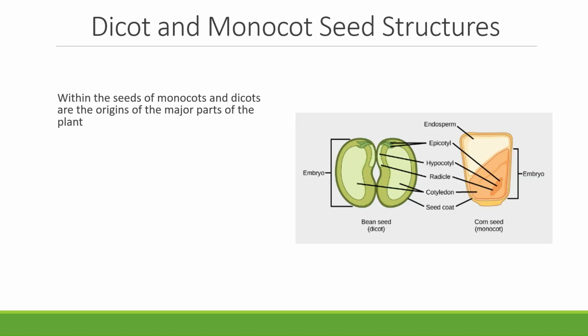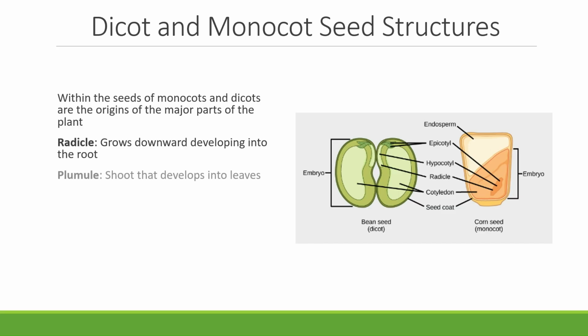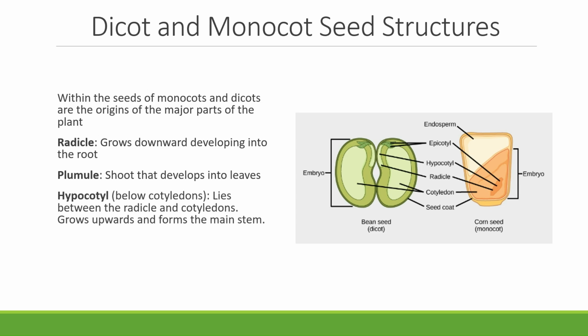Within the seeds of both monocots and dicots, we can identify the embryonic structures that will give rise to the major parts of the new plant. The radicle is the embryonic root that grows downward and develops into the root system of the seedlings. The plumule is the embryonic shoot that will develop into the leaves and stems. The hypocotyl, hypo means below and cotyl for cotyledons, so it lies below or between the radicle and the cotyledons. It grows upward and forms the main stem.